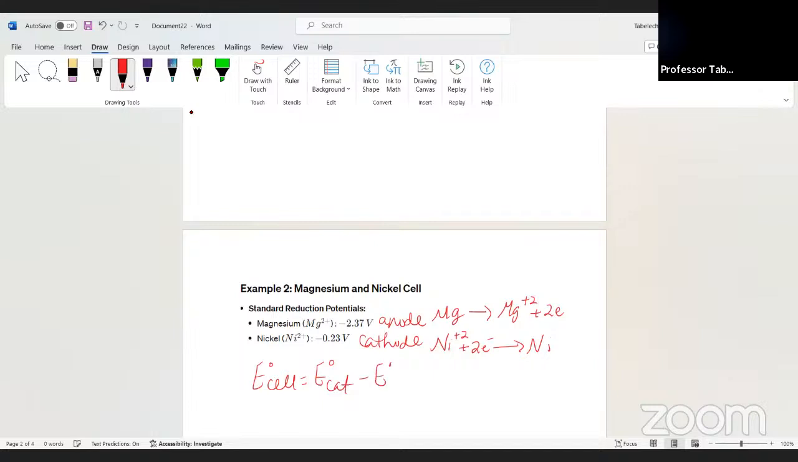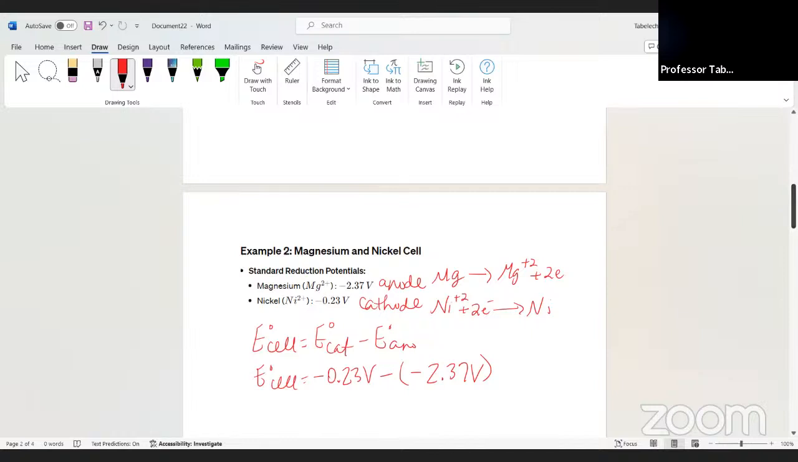To find your cell potential, again, it's going to be the cathode minus the anode, okay? I'm just abbreviating so I can write everything out. So you've got the E cell, that's equal to negative 0.23 volts minus, and then in parentheses, negative 2.37 volts. Now, what do we need to do?